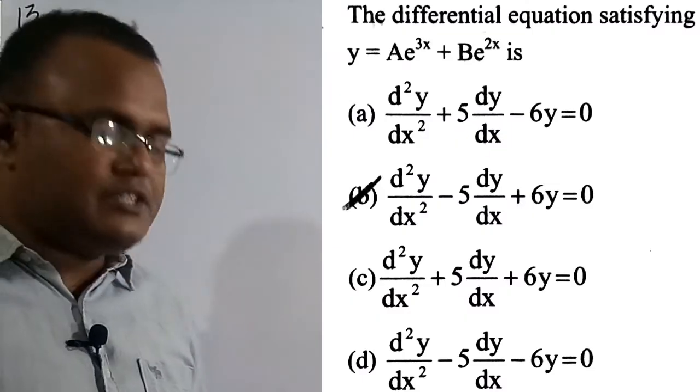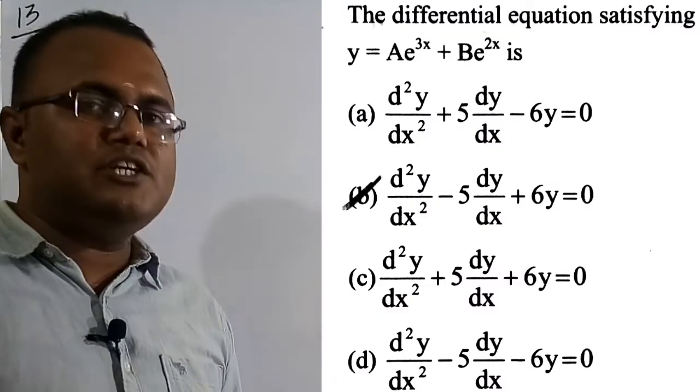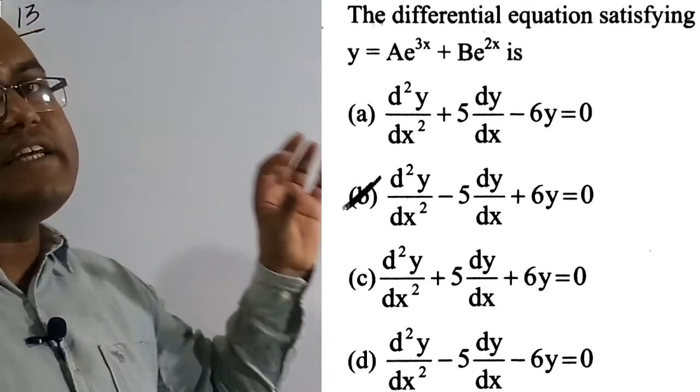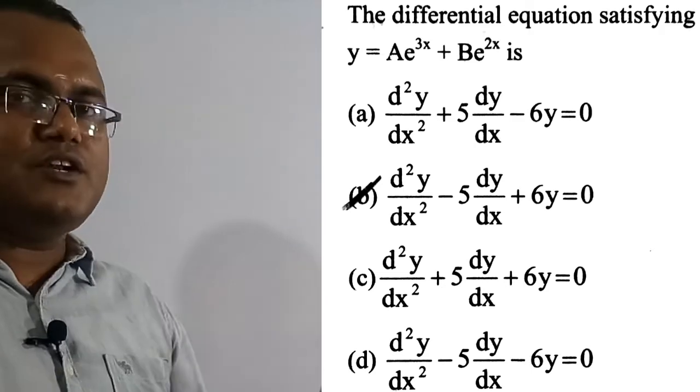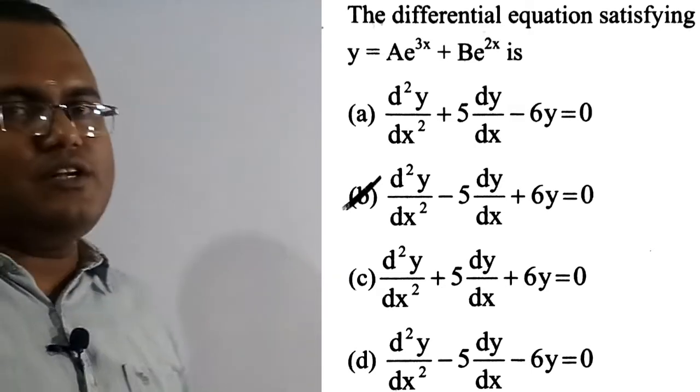The differential equation satisfying y is equal to a into e to the power of 3x plus b into e to the power of 2x is, means we have to find the differential equation from this equation. Out of these four options, option B is the correct solution of this question. So let's solve this numerical.